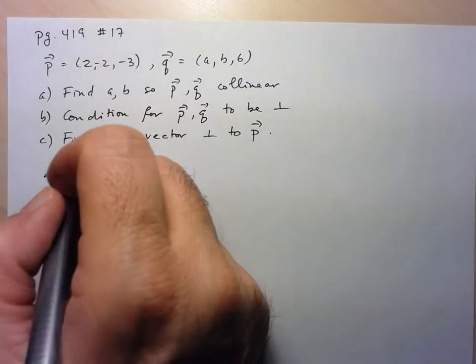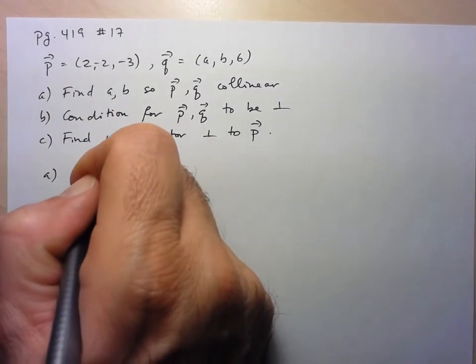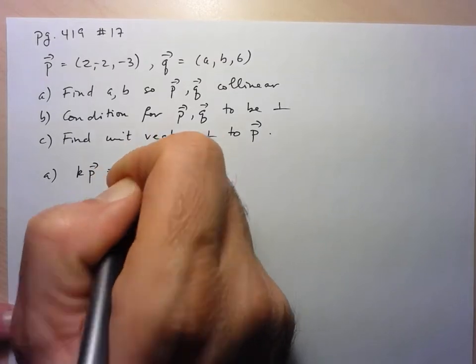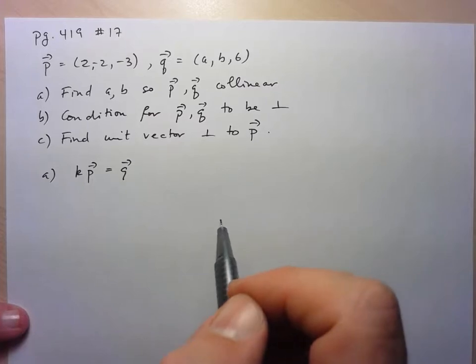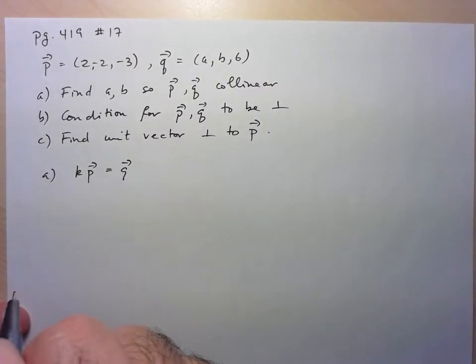In other words, we have to think that these two vectors are separated by a constant multiple. So that means there has to exist a k such that k times p is equal to q. Or I guess you could write it as k times q is equal to p. Either way. And of course a non-zero scalar multiple.